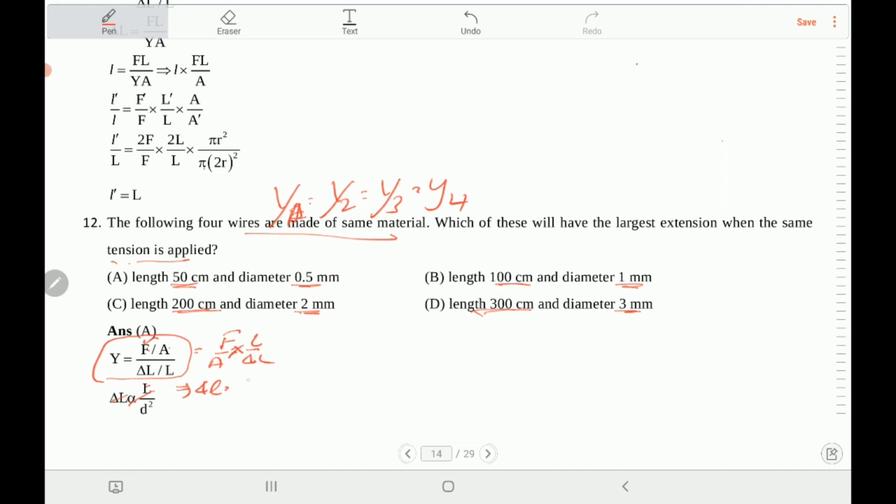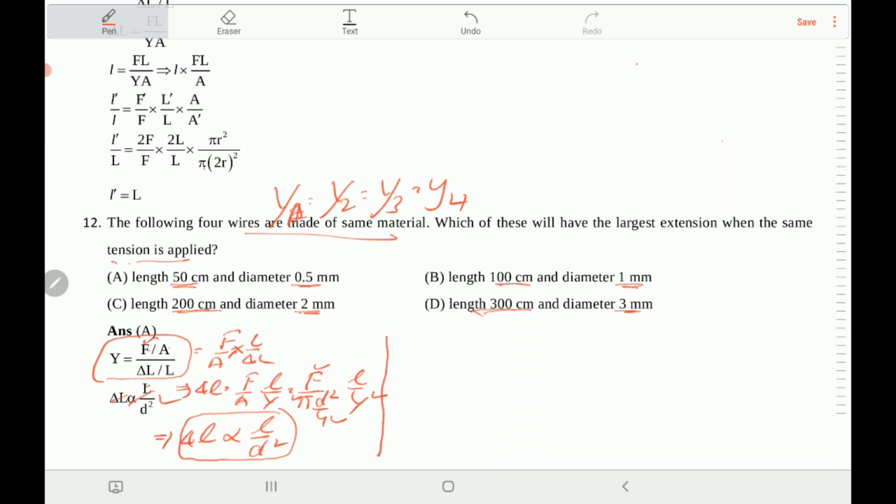Delta L is F divided by A times L, with Y brought to the denominator. What is A? Pi r square, where r is d by 2, so d square by 4, into L by Y. In our discussion, force, Young's modulus, pi and 4 are constants. Therefore, we continue with increase in length delta L proportional to initial length divided by square of diameter. This formula we are going to use. That's what he says here in this problem. The increase in length formula is this.